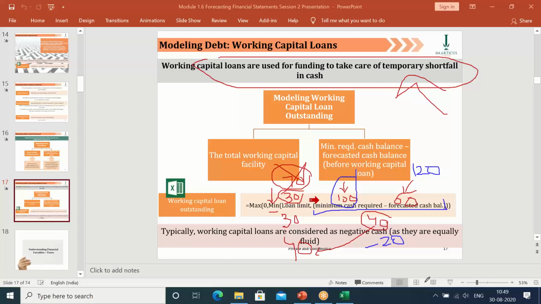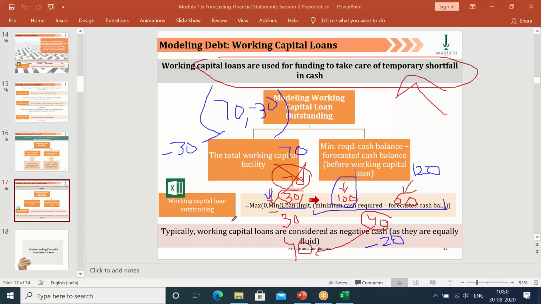यहाँ तक clear है? Yes, sir. Yes. If the loan amount of the bank, let's assume that is 70. When I put a minimum formula, so out of 70 and minus 30, what will come out of this bracket? Minus 30, because I put minimum formula.